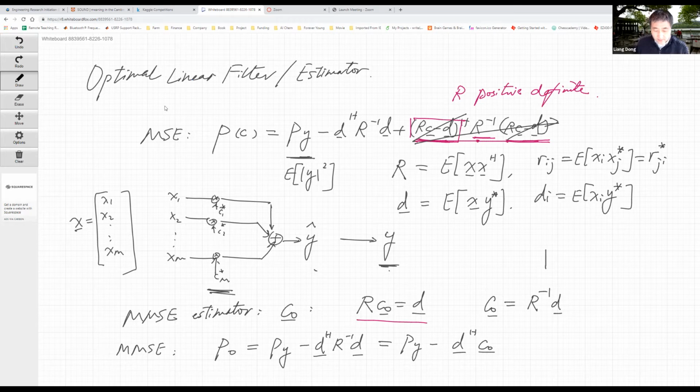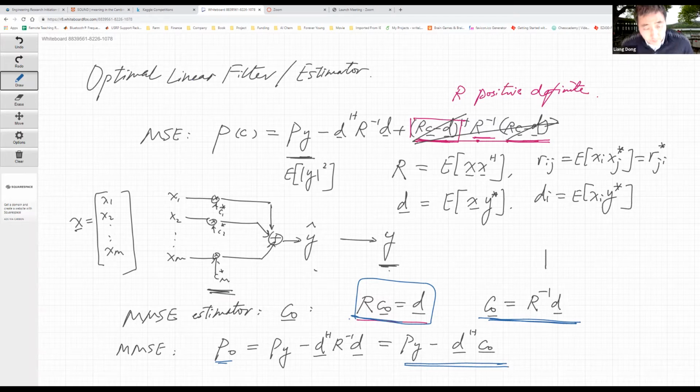So that is the solution for the optimum linear estimator. We find, using the normal equation, that the best estimator is in this format, and the minimum mean square error is this. So you need to remember this, and the normal equation has been used a lot in optimal estimation, in optimal linear filtering, as we will see.